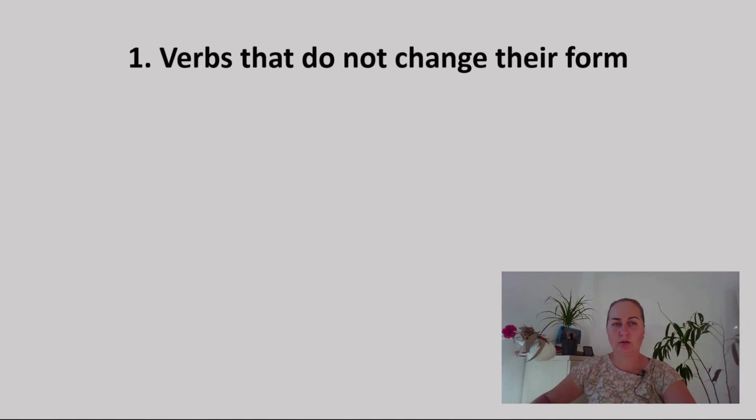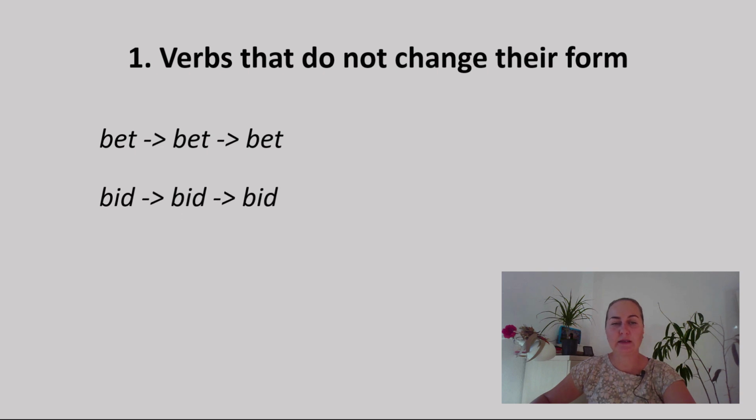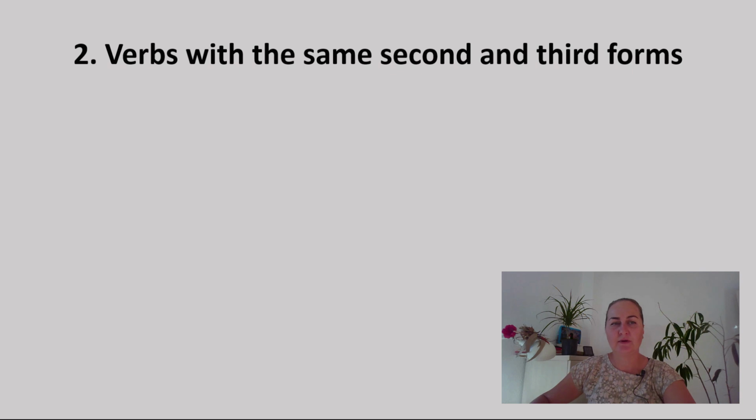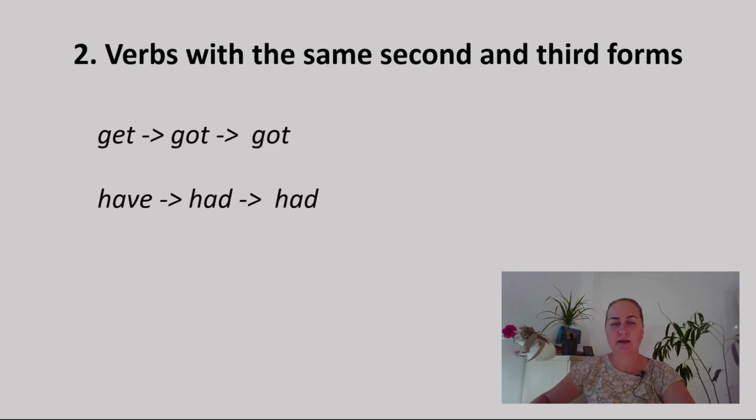Group number 1. Verbs that do not change their form. For example, bat, bat, bat, bead, bead, bead, burst, burst, burst. Group number 2. Verbs with the same second and third forms. For example, get, got, got, have, had, had, make, made, made.